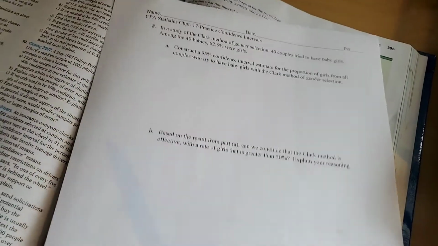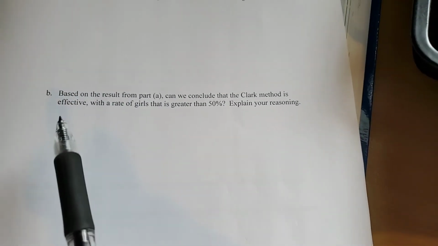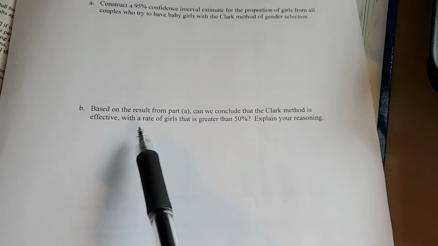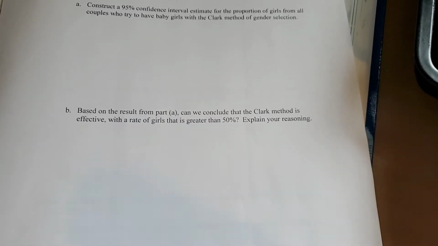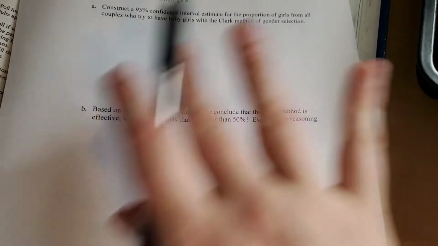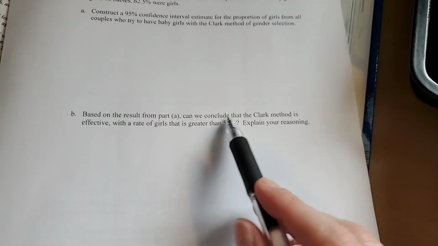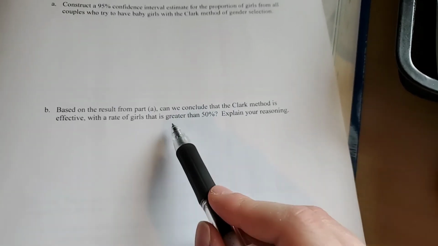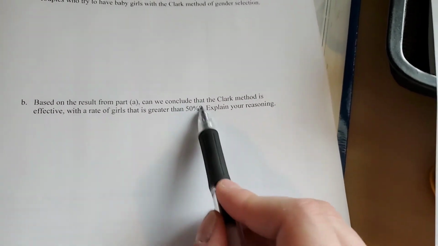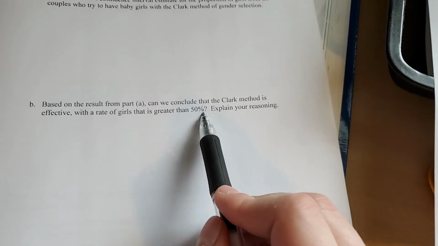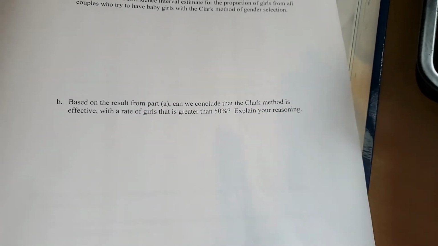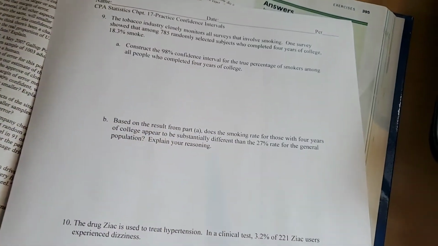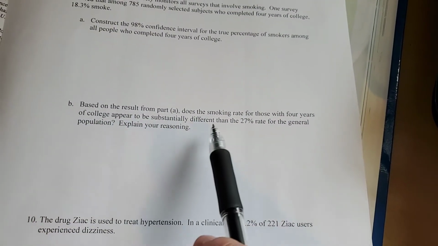So if you look ahead to number 8, it says, based on the result from part A, can we conclude that the Clark method is effective with a rate of girls that is greater than 50%? So without even reading what this problem's about, in order to say yes to this, I'm hoping that my entire interval is larger than 50. If 50 is in there, I can't say yes to this because that means that the true rate could be 50.